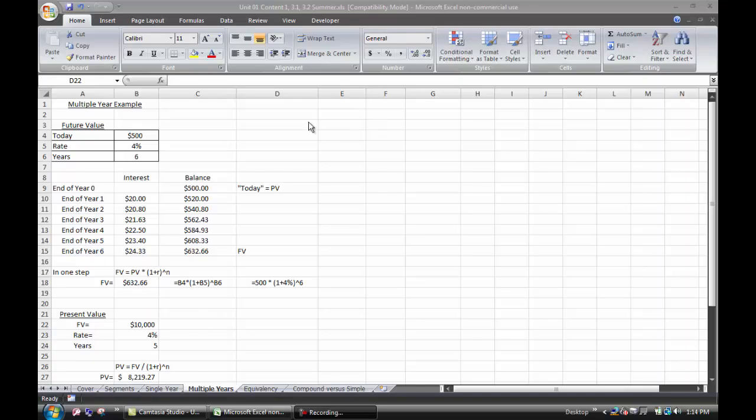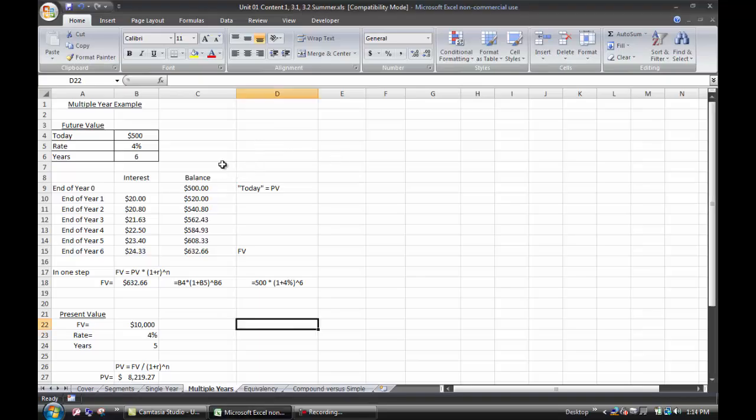The multiple year calculations are very similar to the single year with the addition of the number of years, which is just a matter of an exponent on the 1 plus the rate. But first let's look at tabulation, how this works on a year-to-year basis. If we started with $500 today, that's considered the end of the present year. Present year is year 0. So today the present value is $500.